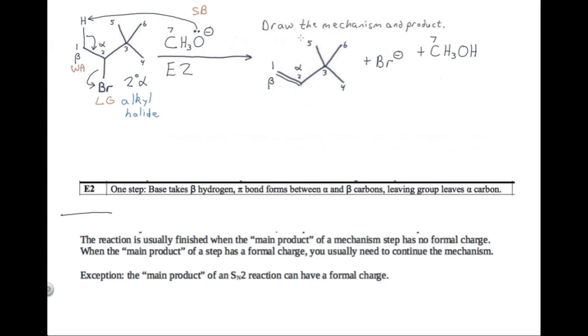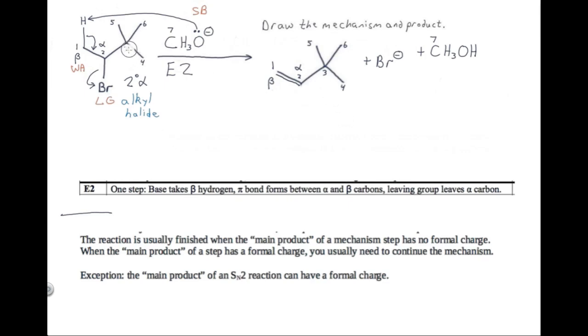So our main product here, I would consider this the main product. Our main product here has no formal charge, and that's a clue that our mechanism is finished. Notice that we can't get rid of all the formal charges. We weren't able to get rid of the formal charge on this bromine, but our main product, so to speak, has no formal charge, and that's a clue that our mechanism is finished. SN2 reactions are actually an exception to that pattern, but this is a good rule to follow for E2 mechanisms. So for both of those reasons, we can be confident that we're finished, and we've finished this mechanism. There was only one step in this E2 mechanism.